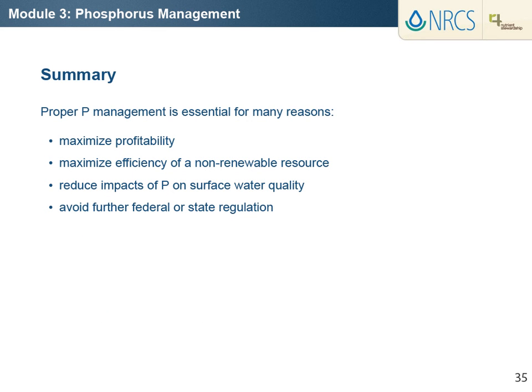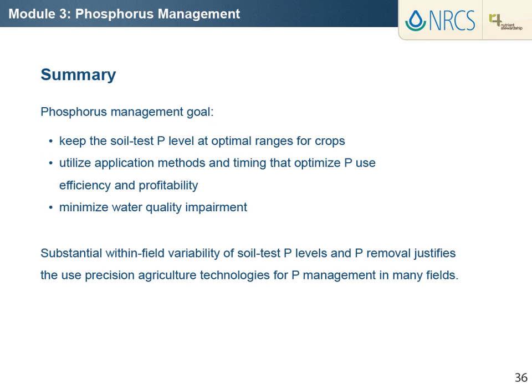In summary, proper phosphorus management is essential to maximize the profitability of crop production, maximize efficiency of a non-renewable resource, reduce impacts of phosphorus use in crop production on surface water quality, and avoid increased regulation. The goals of sound phosphorus management in most regions of the U.S. should be to keep the soil test phosphorus levels at optimal ranges for maximum economic crop yield, utilize application methods and timing that optimize phosphorus use efficiency and economic profitability, and minimize water quality impairment.